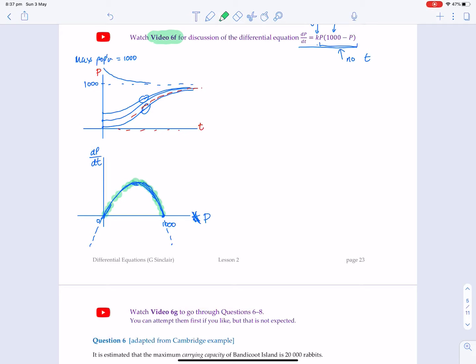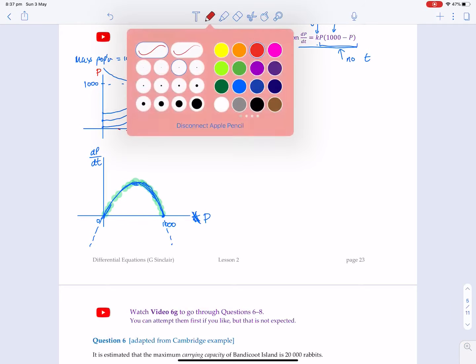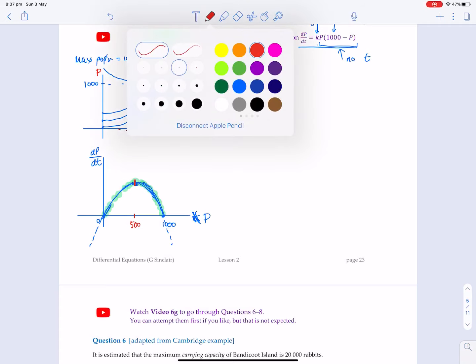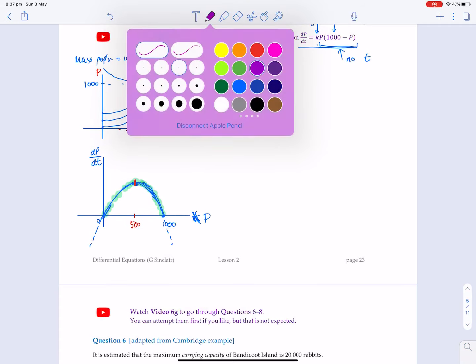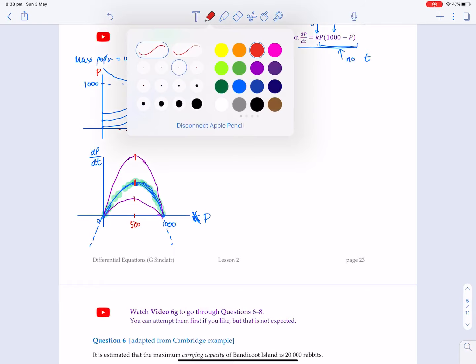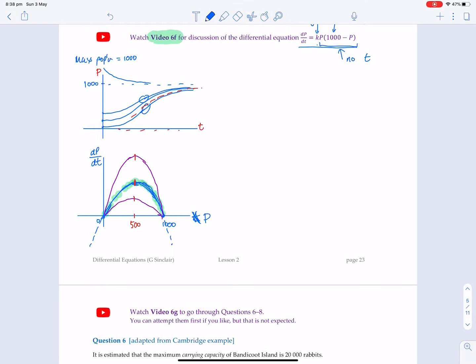I want to emphasize that the maximum growth rate occurs halfway through because the parabola is symmetrical. I also want to point out that depending on the value of k, you can have different parabolas here, but the parabolas are pretty similar to each other. And no matter what, that maximum growth rate occurs when p equals 500. So having verbalized that, let's see what features we get from first principles on a population time graph.